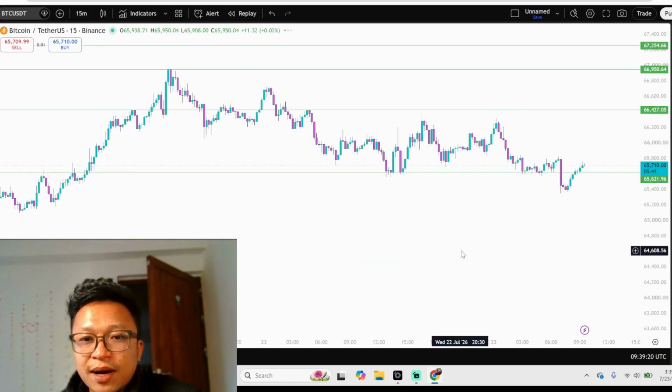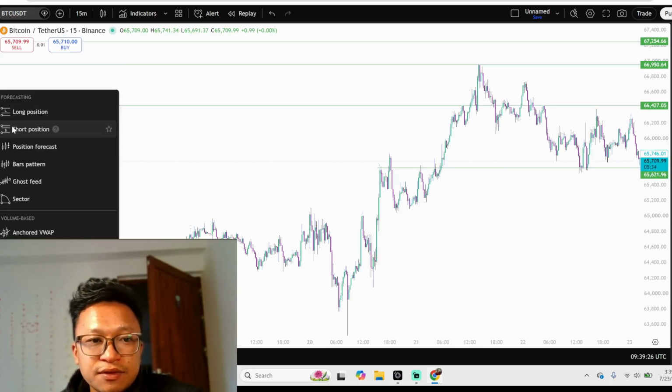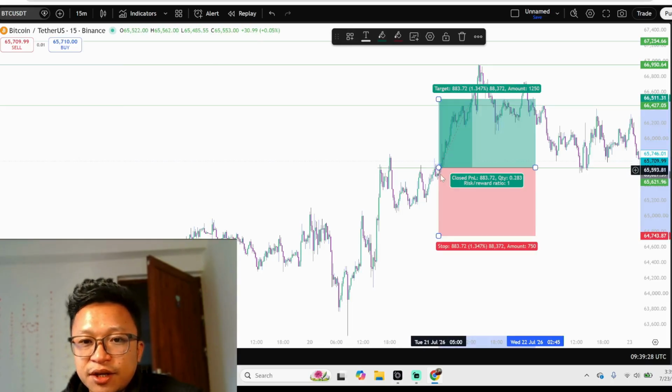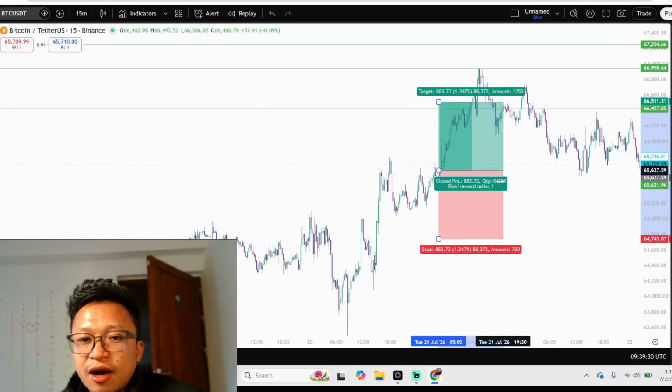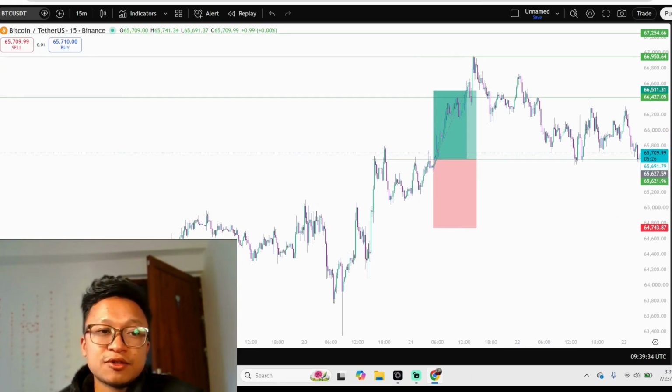Let's go back to the 15 minutes time frame. As soon as you break out and you get a retest pass, you get a confirmation from here and you enter from here. Now, where to keep your stop loss? Let's try to learn about the stop loss first.